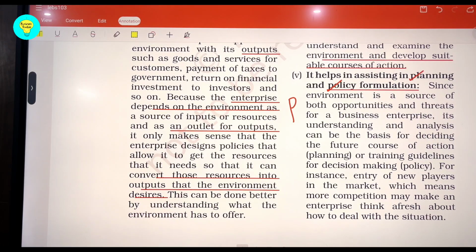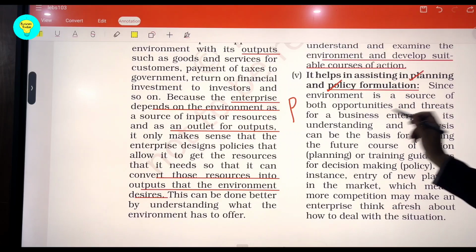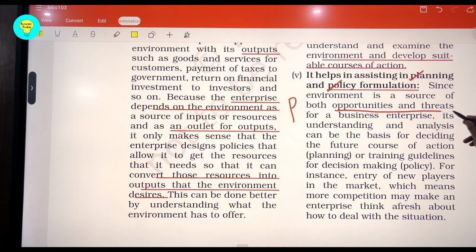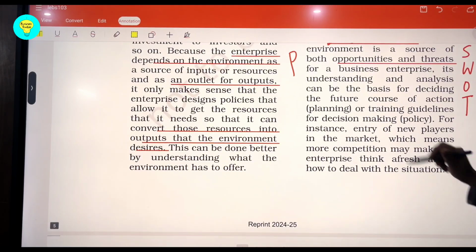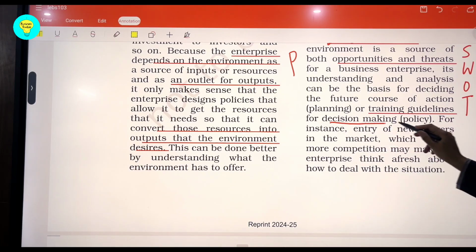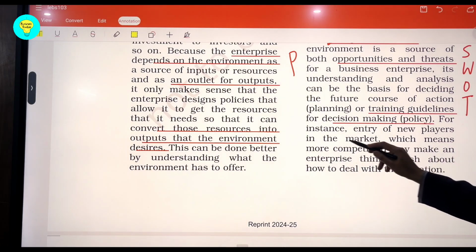So with the study of environment, with the knowledge of opportunities and threats, that is, you can talk about the SWOT analysis, the firm can actually help and guide the environment of the business and take appropriate decisions as per the pertaining situations in the market.